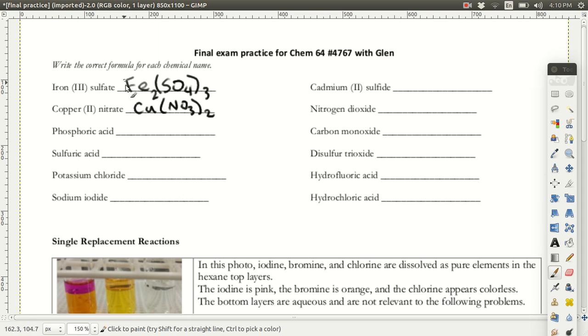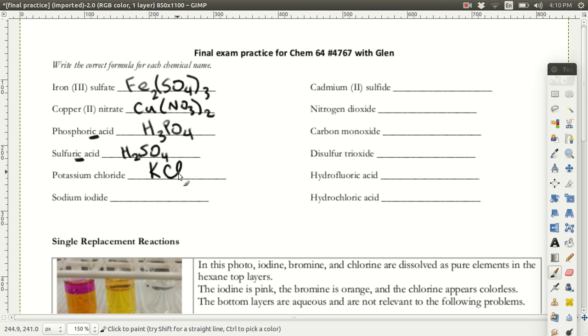You know, the charge on the iron was 3 plus, so the 3 goes there. The charge on the sulfate was 2 minus, the 2 goes over there. You remember? Phosphoric acid, it ends in ic, so that means it has phosphate in it. Now, phosphate is a 3 minus ion. That means it needs 3 hydrogens to make the acid. Ends in ic, that means it's sulfate. Sulfate is a 2 minus ion. That means it needs 2 hydrogens for the acid.